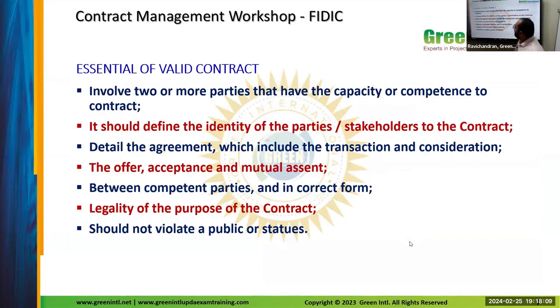So, essentials of a valid contract. In order to have a contract, it's common logic that there should be two or more parties. They should have some objective to enter into a contract.